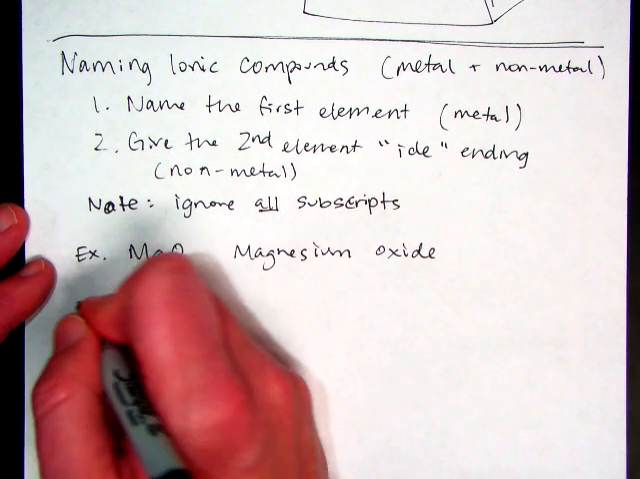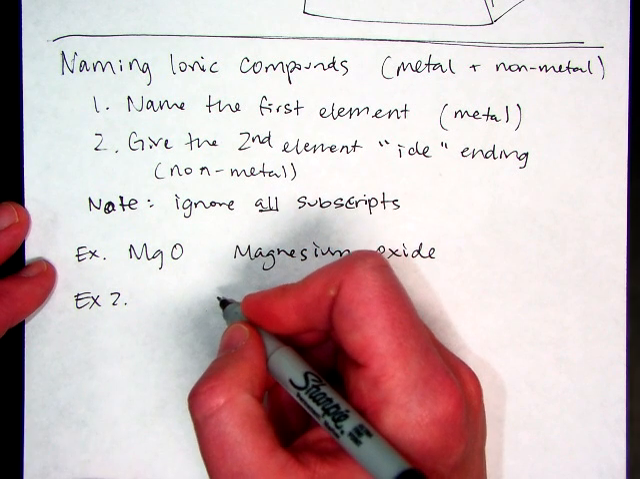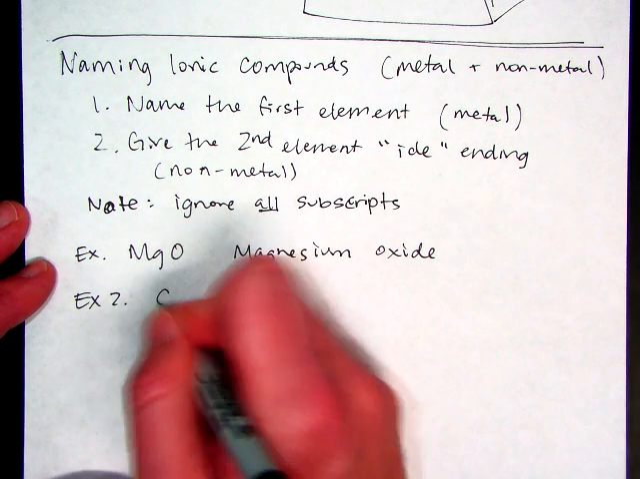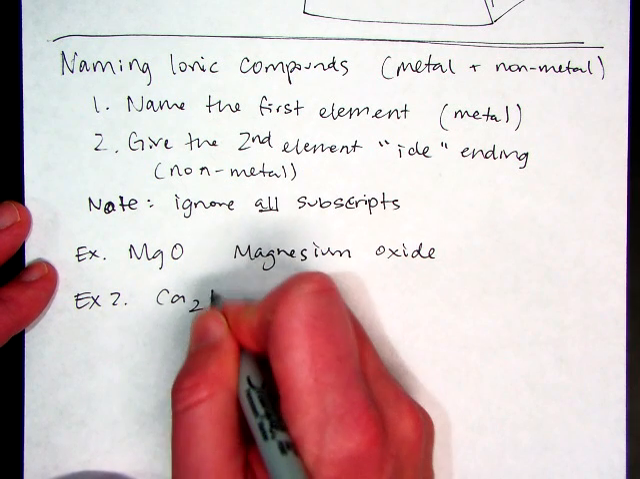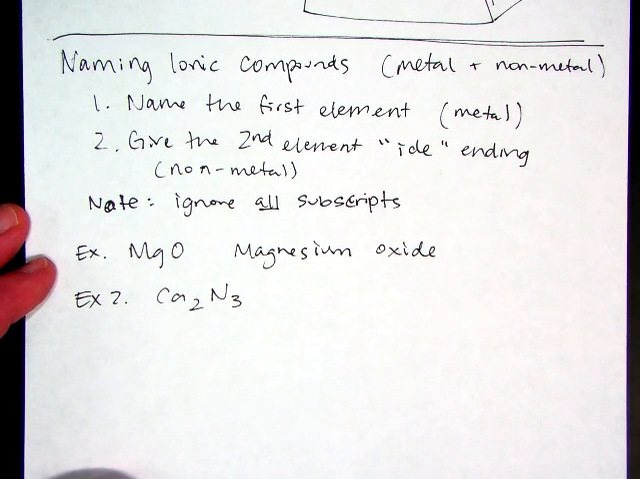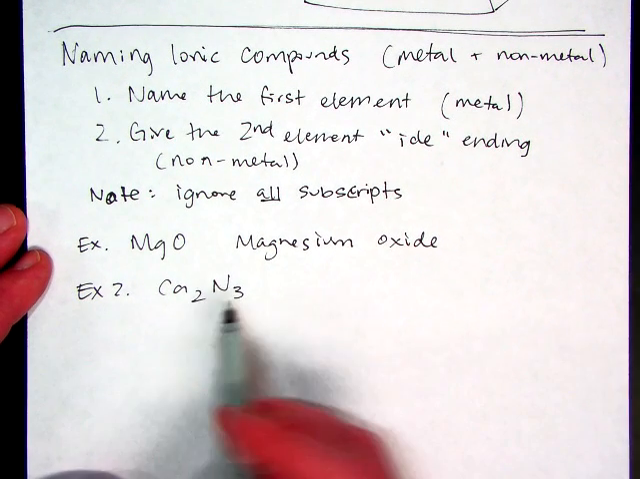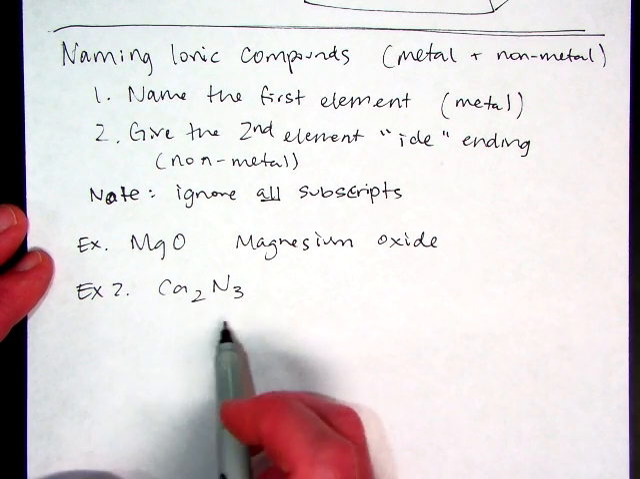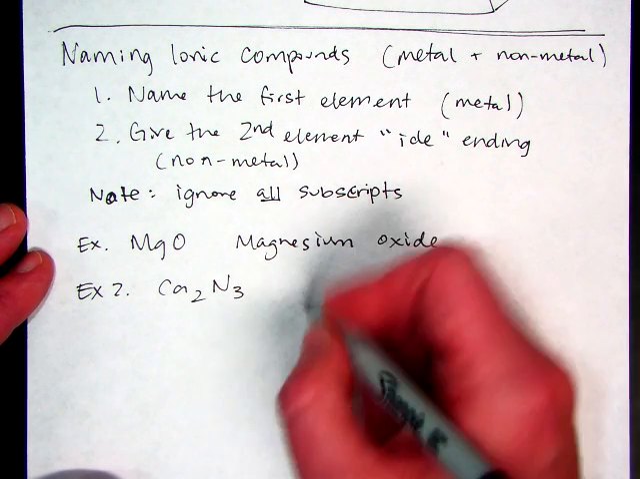When it has subscripts, you still do the exact same thing and you don't worry about the subscripts. So if there are 2 calciums and 3 nitrogens, again, not super important for naming ionic compounds. All you worry about is naming the first, which is called what?